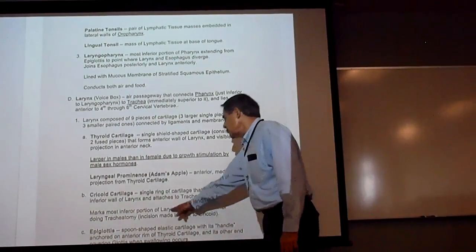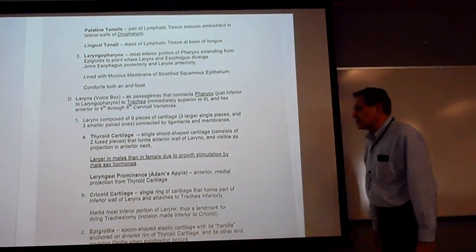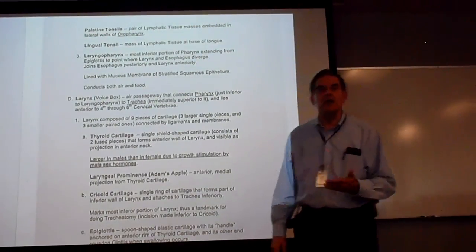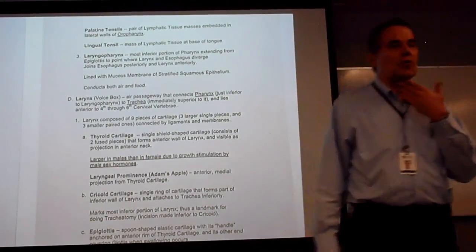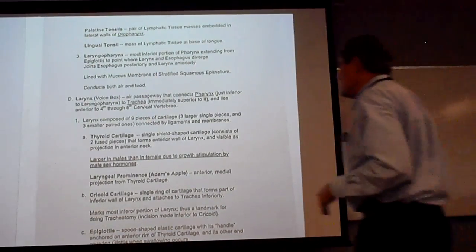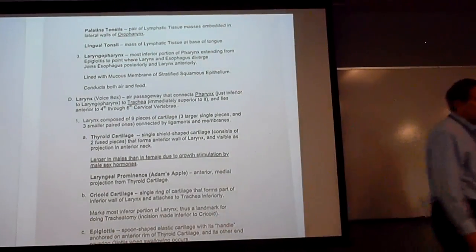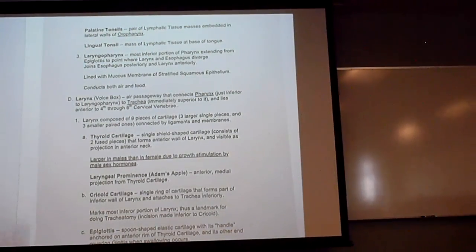So this is the inferior-most portion of the larynx. It's also a landmark for doing a tracheotomy. If you have to make an incision, you don't want to go into the larynx because you would damage the vocal cords. You want to go below that into the trachea, inferior to the cricoid. Again, it's the inferior-most cartilage of the larynx.